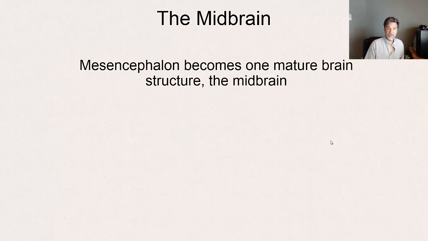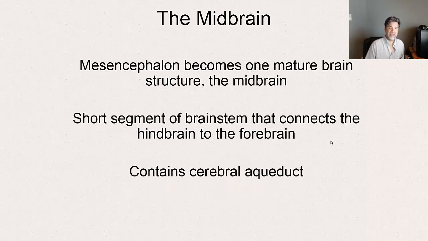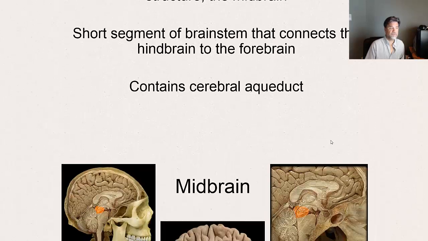So we already talked about the derivation of the mesencephalon, also known as the midbrain. The midbrain is a very short segment compared to the ones we've already talked about, the medulla oblongata and the pons, and it contains what's known as the cerebral aqueduct, which we'll talk a little more about when we discuss the circulatory pattern of cerebrospinal fluid.